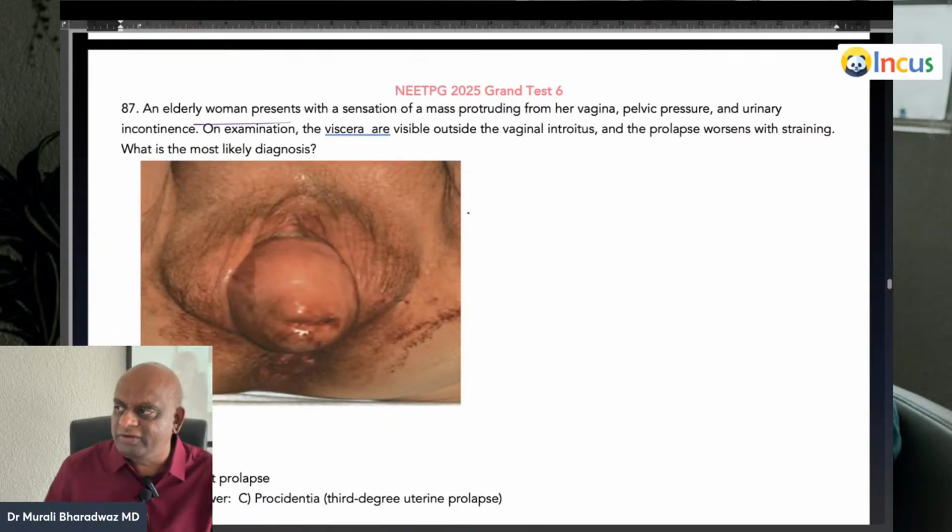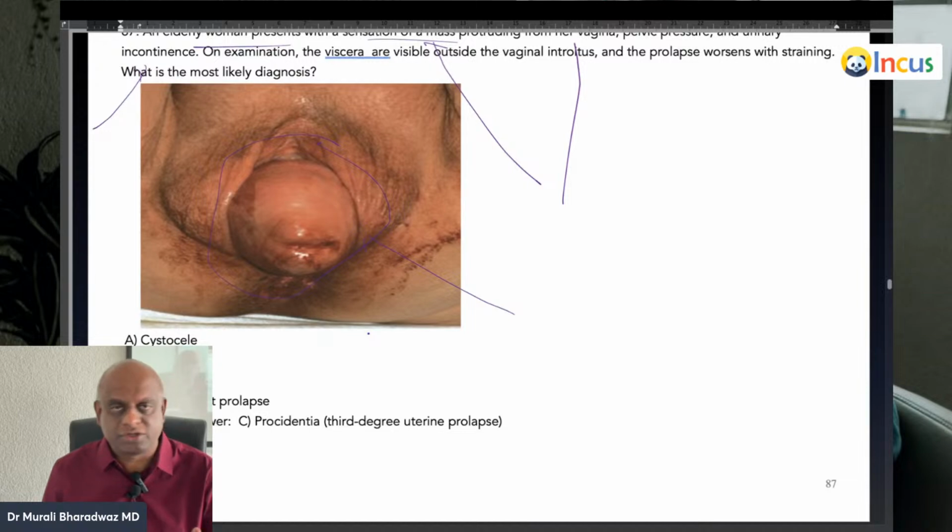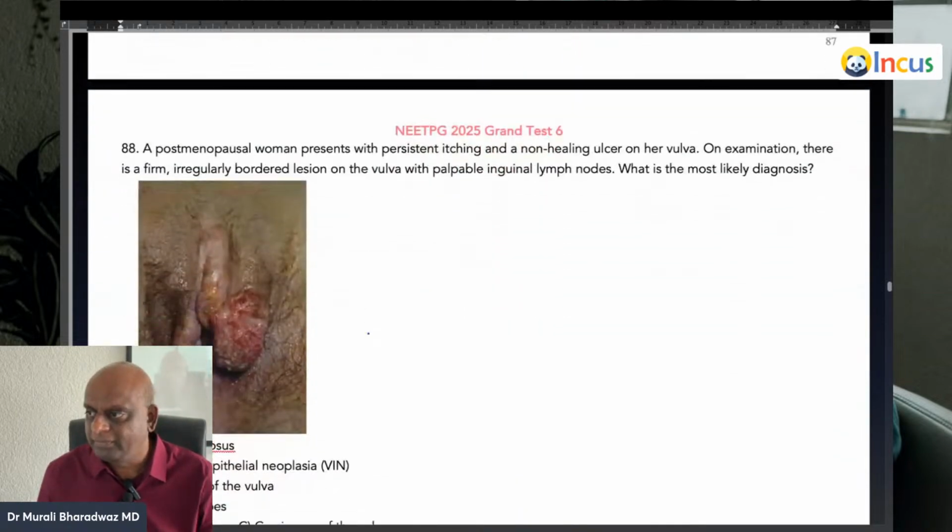Elderly woman presents with sensation of a mass protruding through her vagina, pelvic pressure and urinary incontinence. So this is a third degree uterine prolapse, which is called procidentia.